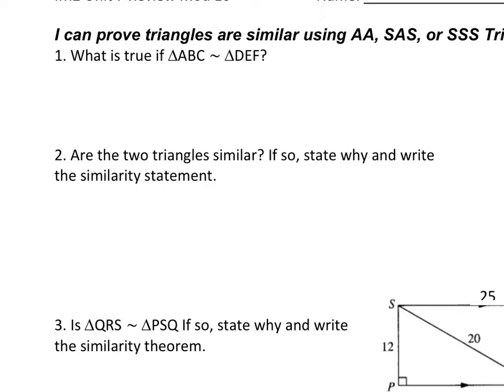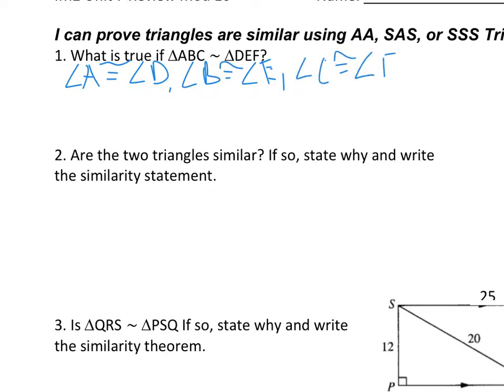First, we have angles that are congruent. So I can state that angle A is congruent to angle D. Angle B is congruent to angle E. And angle C is congruent to angle F. So we know that corresponding angles are congruent in similar triangles.